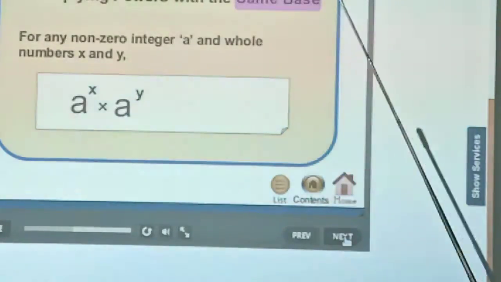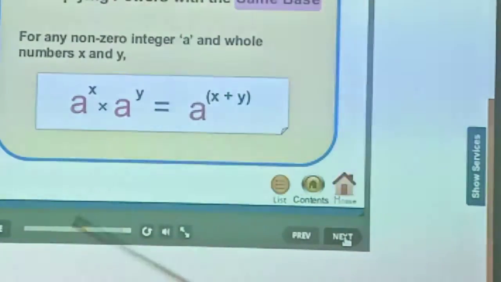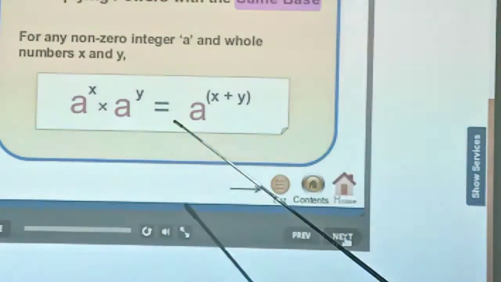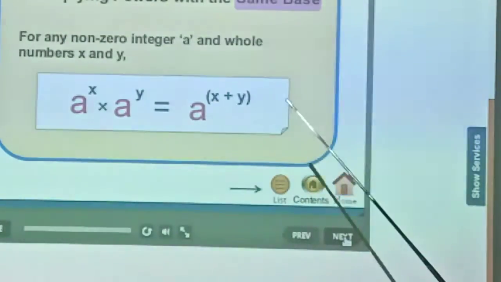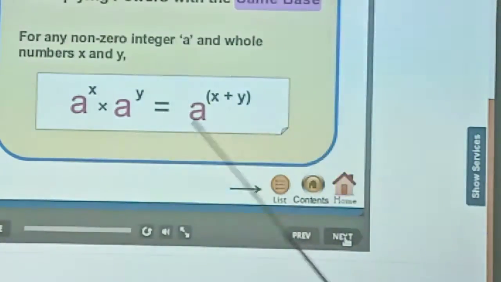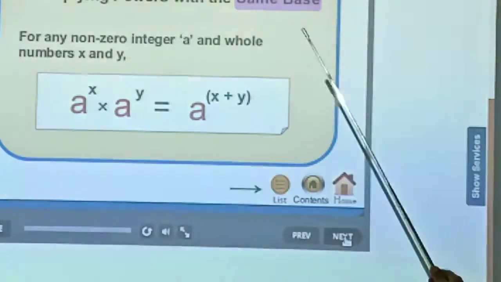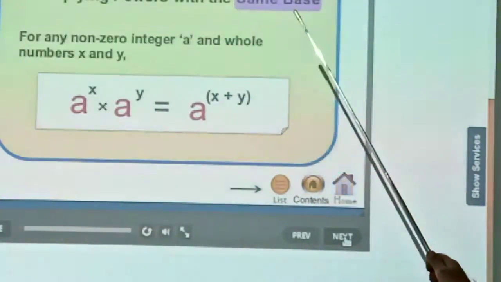Multiplying the powers with the same base. This is the law. Earlier that was the example for this law. a raised to the power x multiplied by a raised to the power y is equal to a raised to the power x plus y. This law is applied only in case of same base, which is shown here in the colored part.